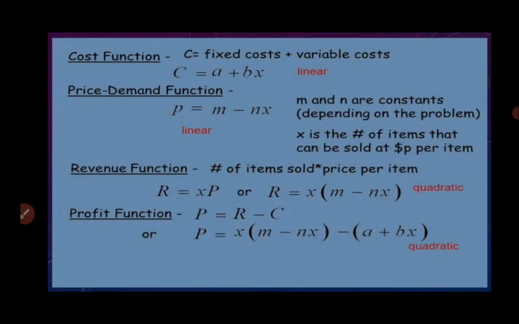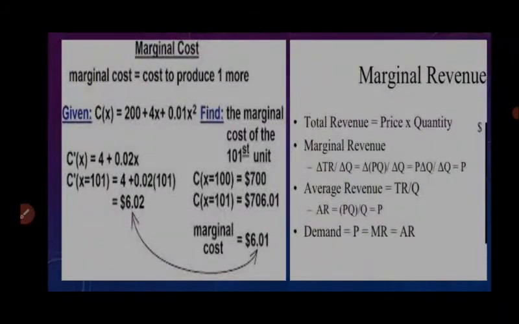Next, cost function. Let us take C as the fixed cost plus variable cost. So C is equal to what actually? A plus bx. So the price demand function P is equal to m minus nx. M and n both are constants depending on the problem, and x is the number of items that can be sold at P per item.